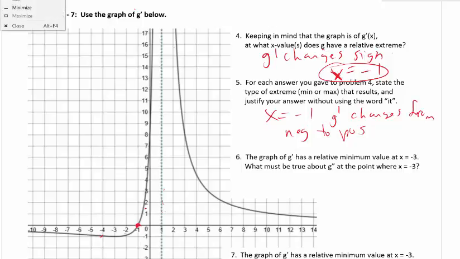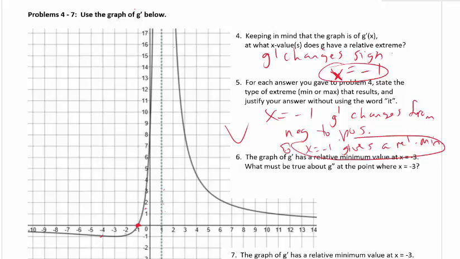What that means, so x equals -1 gives a relative, let's see, going from negative to positive, g changes from decreasing to increasing, that's a relative min for g.